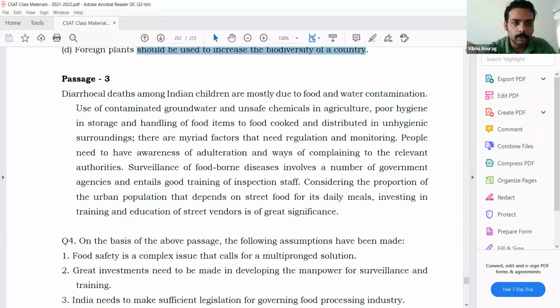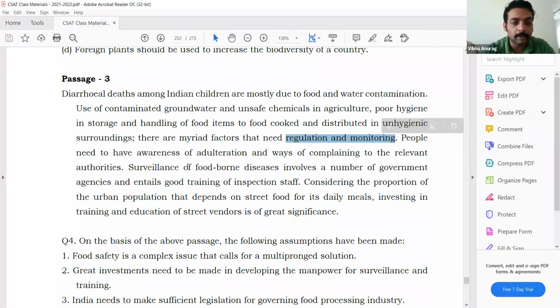Use of contaminated groundwater and unsafe chemicals in agriculture. Poor hygiene in storage and handling of food items, to food cooked and distributed in unhygienic surroundings. So all these are the reasons for diarrheal deaths. There are myriad factors that need regulation and monitoring. So regulation is required, monitoring is required.